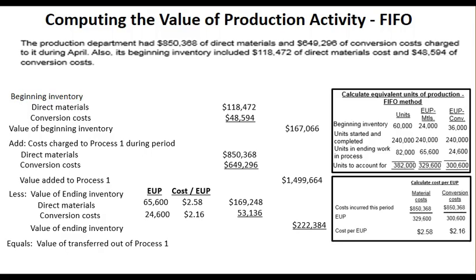So the value of my ending inventory comes out to $222,384. So I take the value of my beginning inventory plus the cost I've charged during the period less the value of my ending inventory, and that should equal the value that has been transferred out of process 1, which would be $1,444,346.